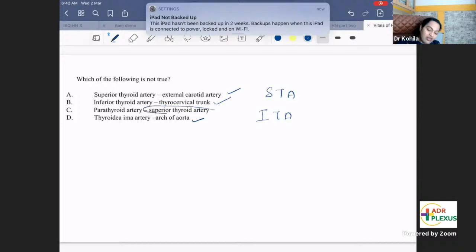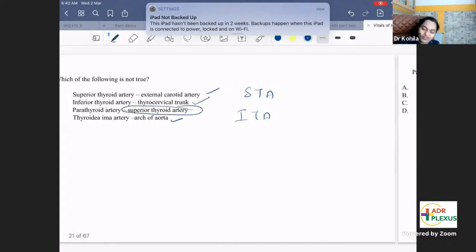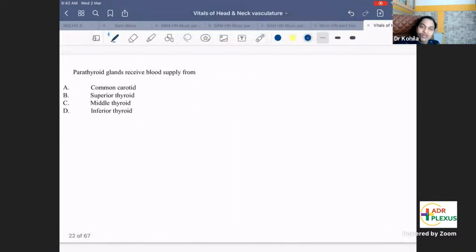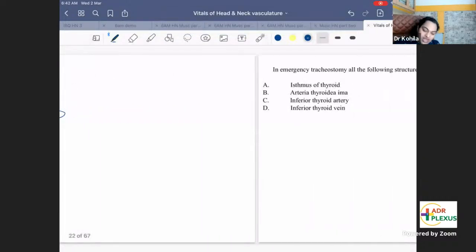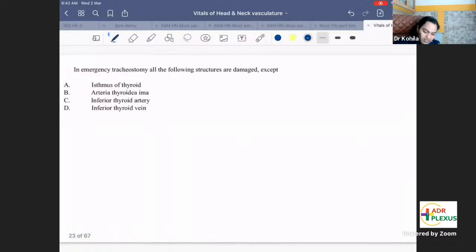The parathyroid gland is supplied by, yes, that was also a question. Please remember, the parathyroid glands have been asked frequently. The blood supply to the parathyroid gland is mainly from the inferior thyroid artery, or the anastomosis between the superior thyroid and inferior thyroid artery.